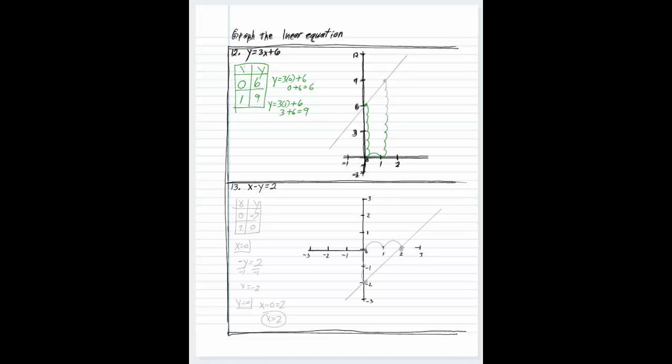14, y equals negative 4. If all you have is y equals any number, your answer is a horizontal line. So let's go over to where y is negative 4, which is here, and put a big dot right there. Then put a horizontal line going through that dot. And that's it.